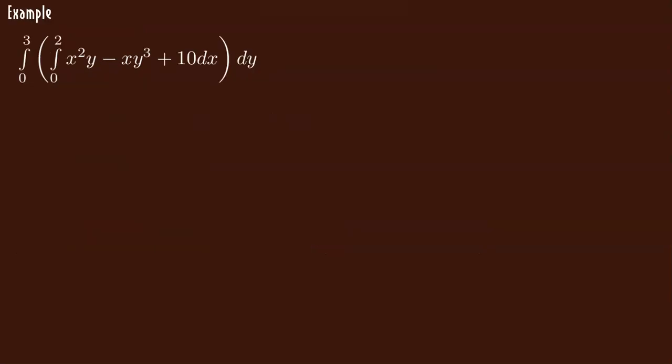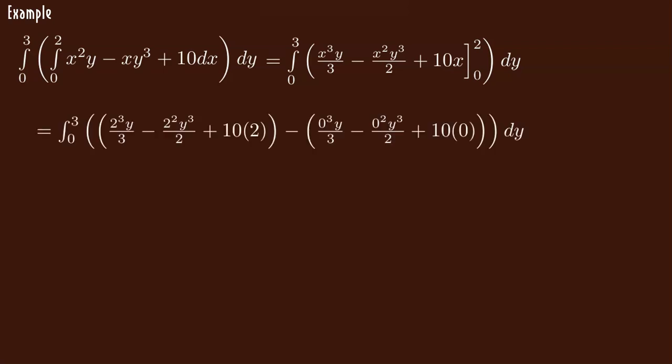So here's my integral. I'm going to work on it from the inside out. Integrating this, I get x cubed y over 3 minus x squared y cubed over 2 plus 10x. I need to take this as x goes from 0 to 2. First plug in my 2, subtract my 0 when I plug it in, simplify, and I get this. Now this is an average Joe polynomial.